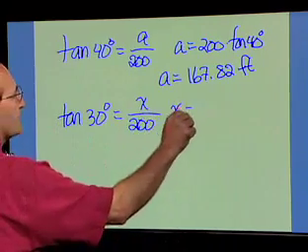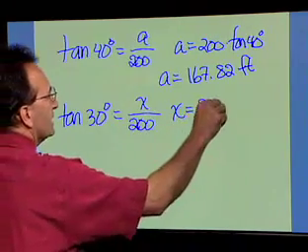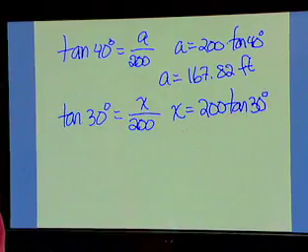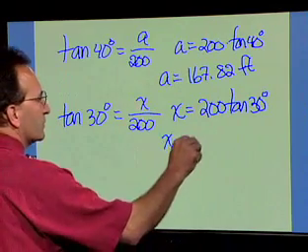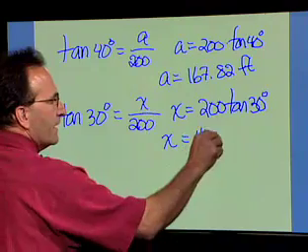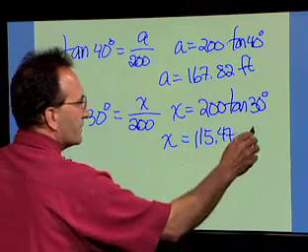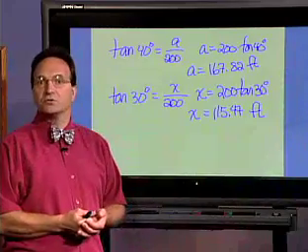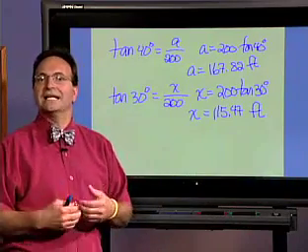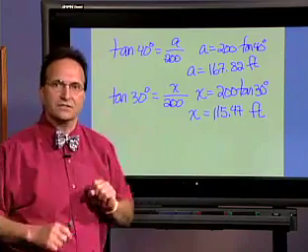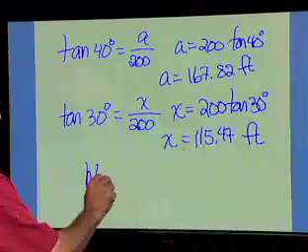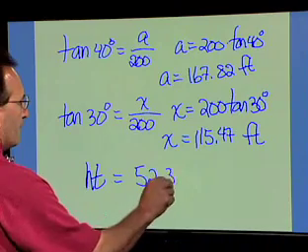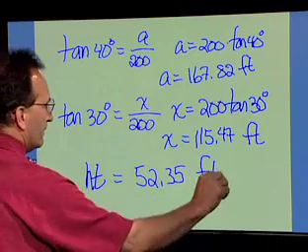That means X is equal to 200 times the tangent of 30 degrees. Plugging that into the calculator, we'll find that X is equal to 115.47 feet. So the last thing we need to do then is to subtract those two numbers in order to find the height of the observation deck itself, and that would be a height which is equal to 52.35 feet.